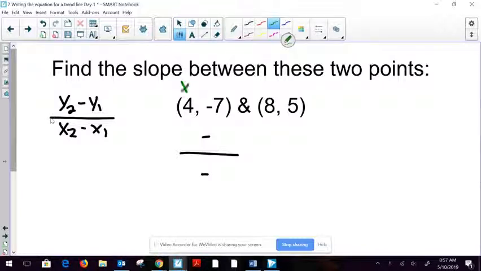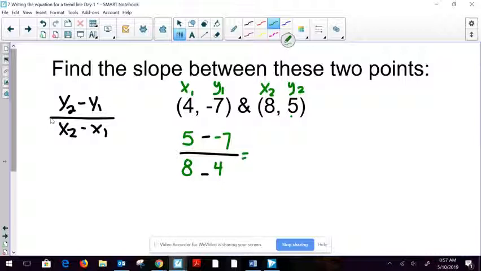Then we go through and label our points. We have x1, y1, x2, y2. And then you go through and plug stuff in or substitute. My y2 value is 5 minus my y1, which is negative 7. x2 is 8 minus x1, which is 4.